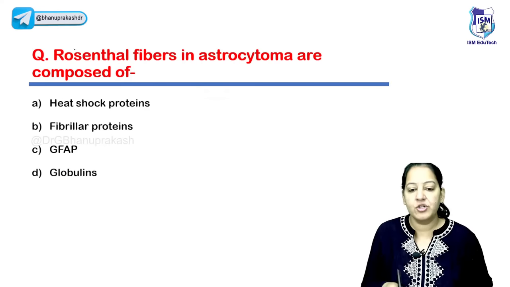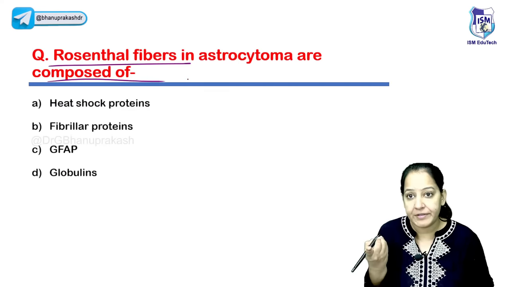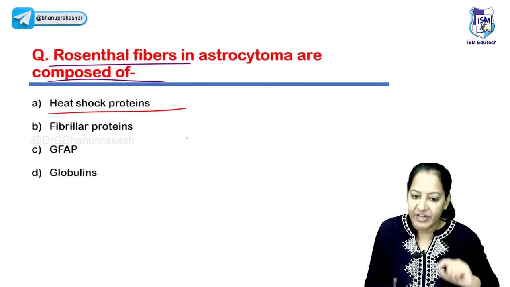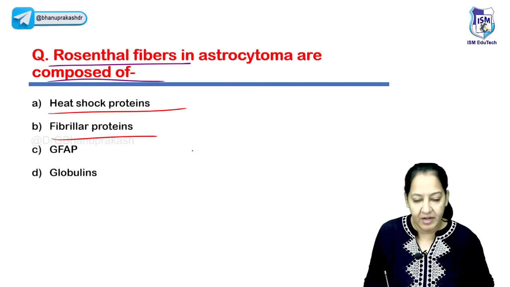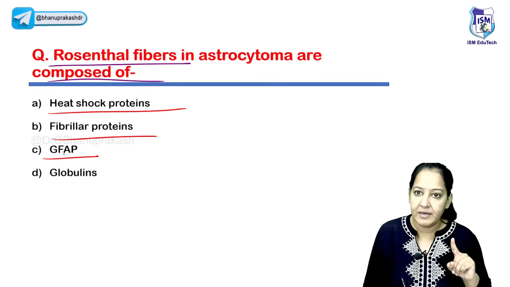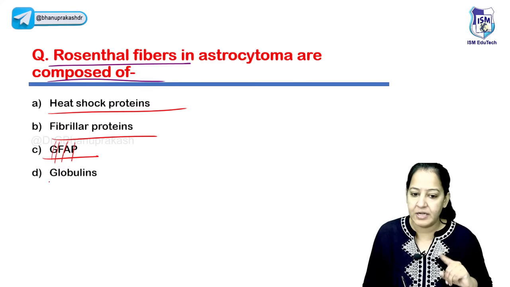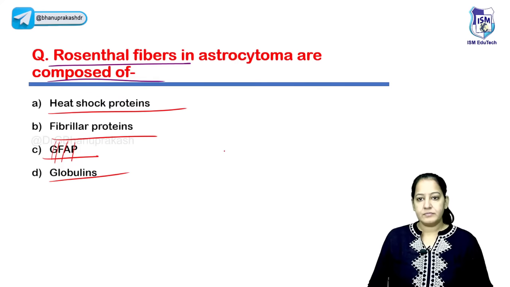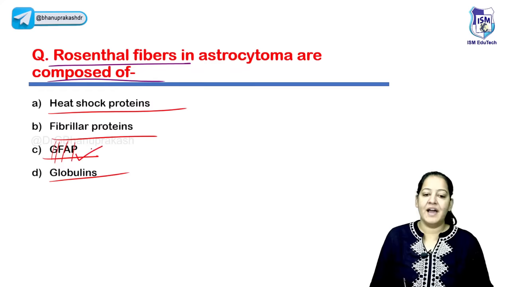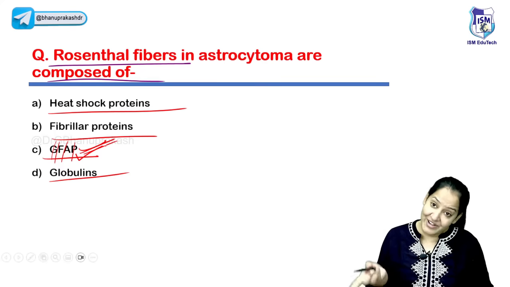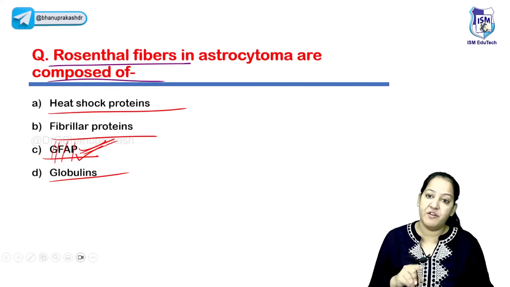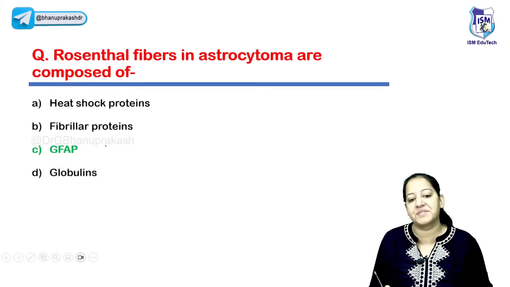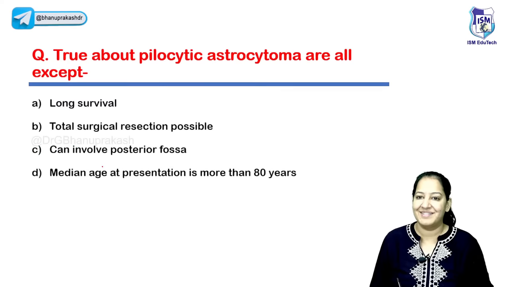Okay. Next question, Rosenthal fibers are made up of what? What is the composition? Are they made up of heat shock protein? Are they made up of fibrillary protein? Are they made up of GFAP, glial fibrillary acidic protein? Or are they made up of globulins? What is the correct answer? Rosenthal fibers? Yes, of course, they are made up of GFAP. These are intracytoplasmic inclusion bodies made up of GFAP. You can see how many questions are asked on Rosenthal. Rosenthal is very important.